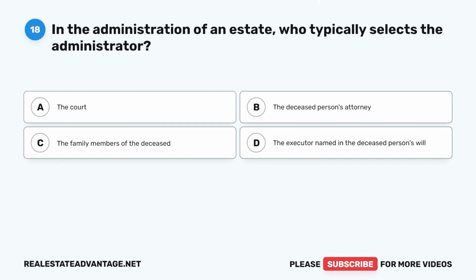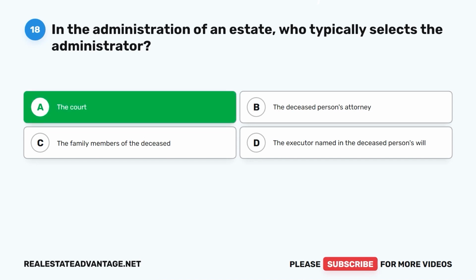Question 18. In the administration of an estate, who typically selects the administrator? A. The court. B. The deceased person's attorney. C. The family members of the deceased. D. The executor named in the deceased person's will. The correct answer is A.